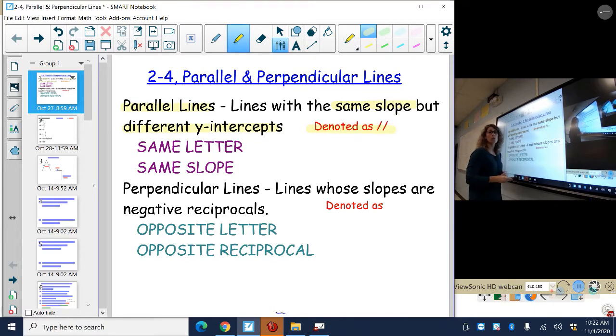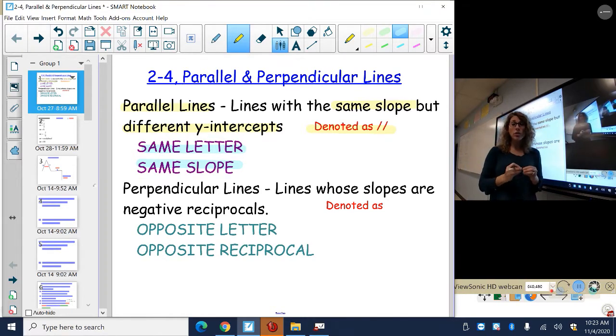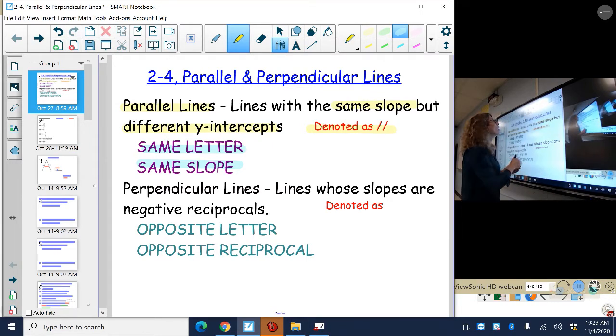This is denoted with two L's that are slanted or italicized. What I need your brain to think about is same letter, same slope. So every time I say parallel, you need to say same letter in the equation, and the same slope is going to be what you will have every time.